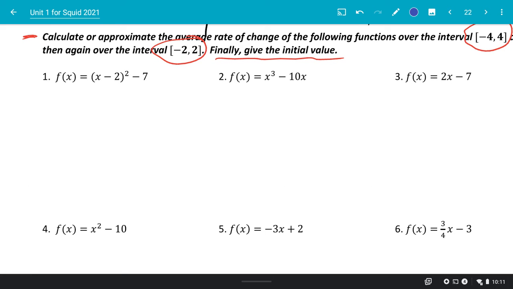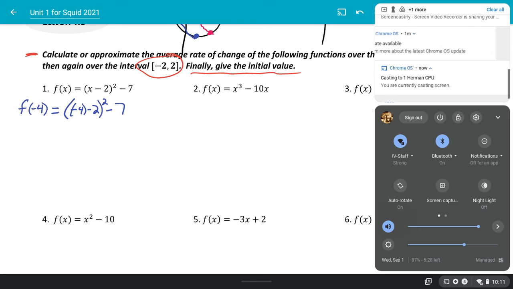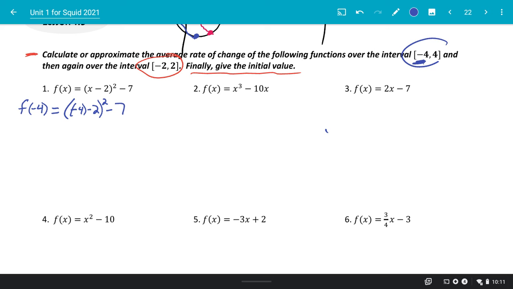So basically, I have to input -4. All right, stay with me. Here we go. So I got to put in -4 into the function. So -4 minus 2, quantity squared, minus 7. Everybody okay with the fact that I've plugged in -4? I'm doing that because it tells me right here in this direction. Right here.